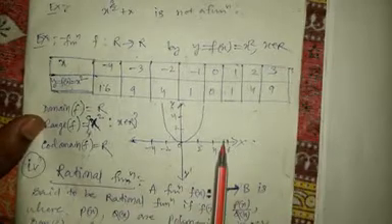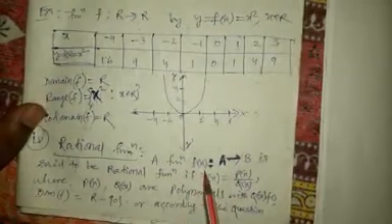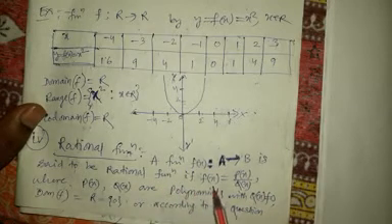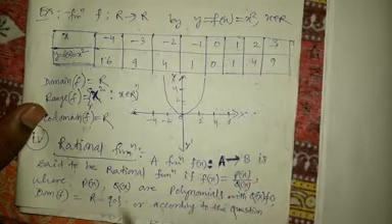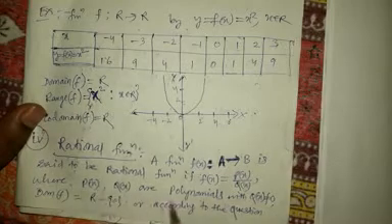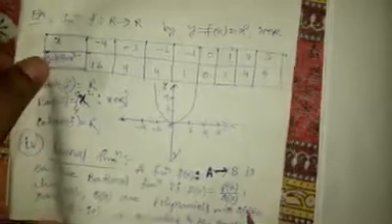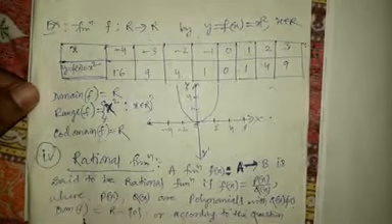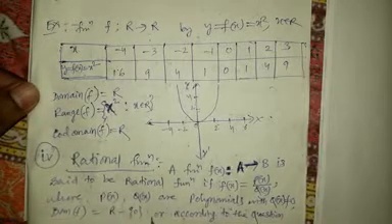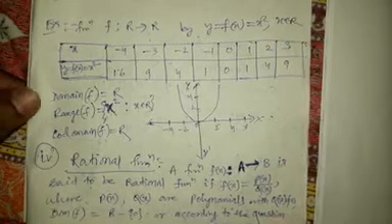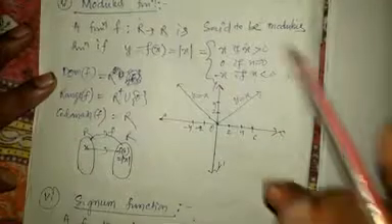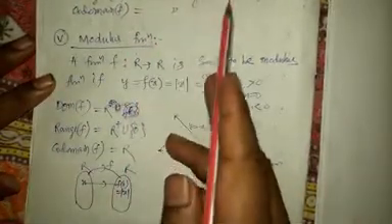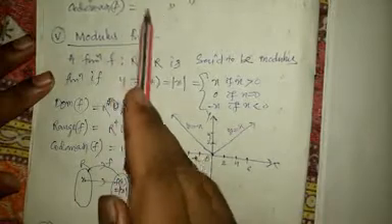Now rational function. A function f such that A to B is said to be rational function if f of x is equal to p(x) by q(x), where p(x) and q(x) are polynomial functions with q(x) not equal to 0. The domain of f is equal to real minus 0, or according to the question. Range of the function is equal to according to the question. Codomain is equal to according to the question.